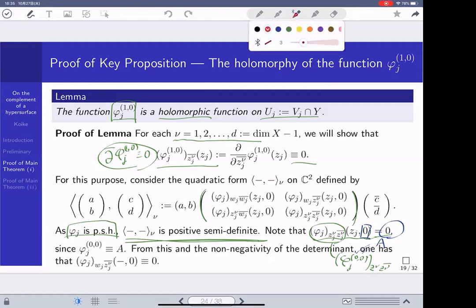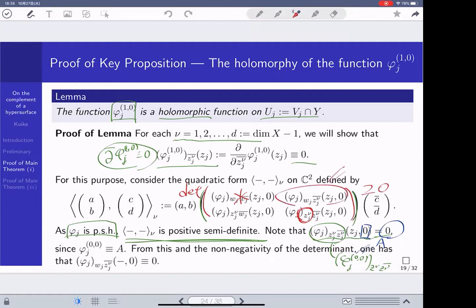So here is Y, here's 0, and here's something. And the determinant of this 2 times 2 matrix is non-negative because it is positive semi-definite. So we have that this one should be equal to 0. And as a leading term of this function is phi j10, z nu bar, the lemma follows. This is a proof of this lemma.